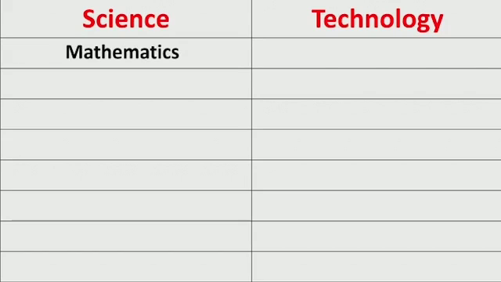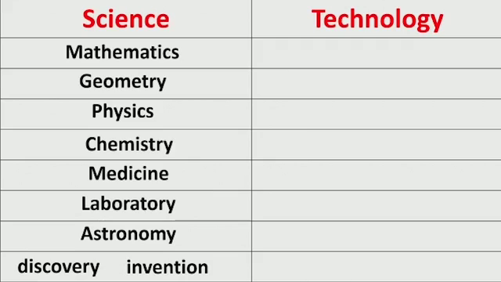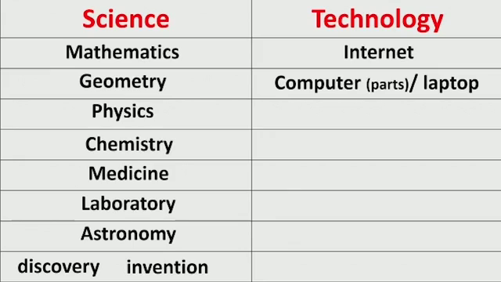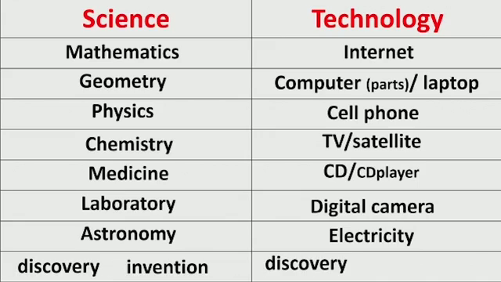So science, we shall start with science first. So we have mathematics, geometry, physics, chemistry, medicine, laboratory, astronomy, discovery, and invention. We can have both for science. And moving on to technology, we have internet, computer parts, laptop, cell phone, TV, satellite, CD player, digital camera, electricity, discovery, invention, so we can have them both in science and technology.